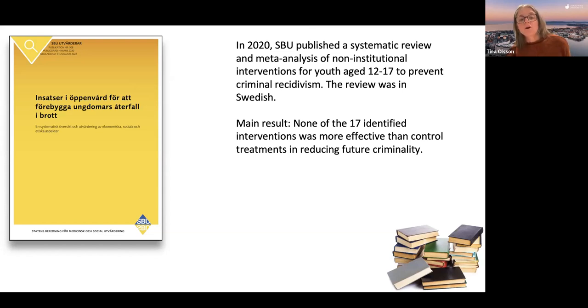And just briefly, our main result was, of the 17 identified interventions that were included in the review, we did not find that any one intervention was more effective than the control conditions in reducing future criminality for youth that had a previous criminal history.